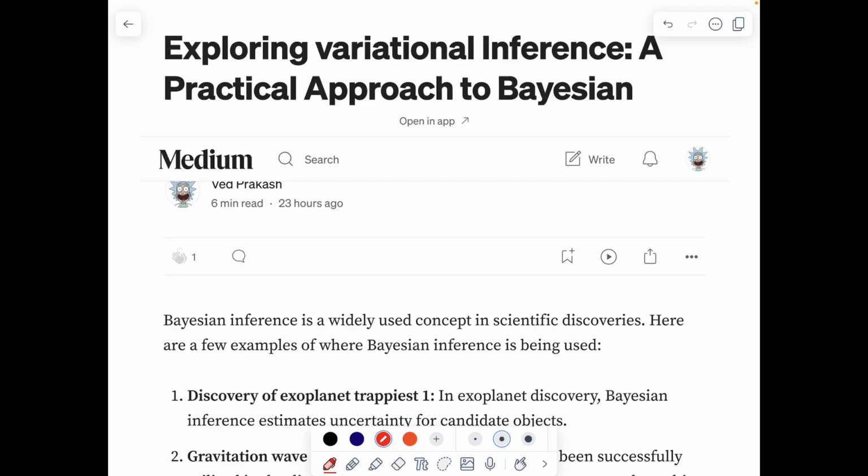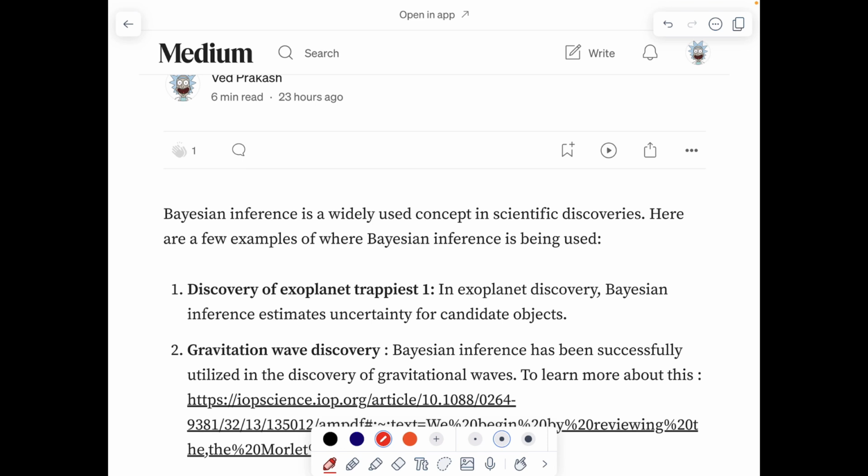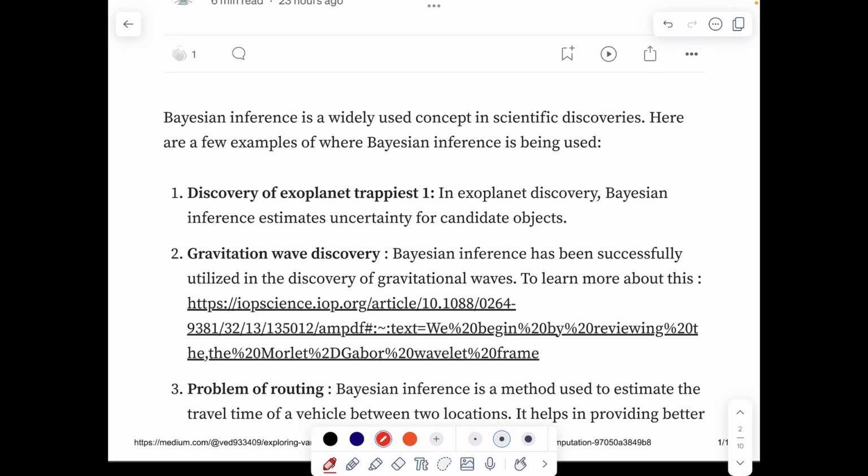So, starting by giving you some motivation, what is Bayesian inference and the practical applications where Bayesian inference is successfully being used. It is a very widely used concept, by the way, and it is being used in many scientific discoveries. So I am giving you a motivating example so that you can jump in and explore more into this topic, and it is a very interesting topic as well.